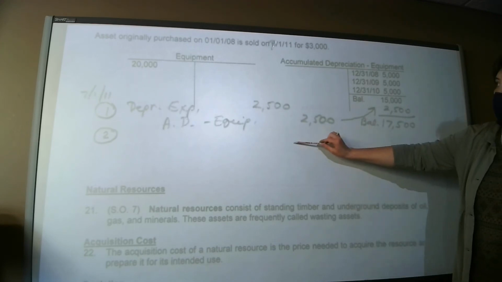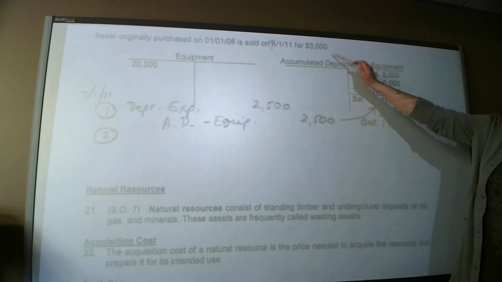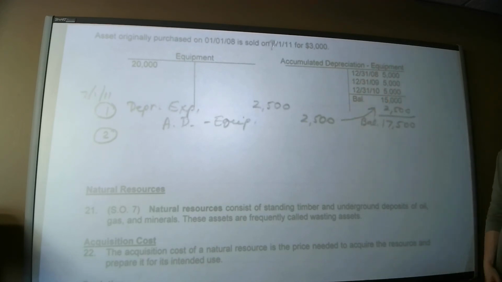So try to do the journal entry for the sale itself now for $3,000. Give it a try.